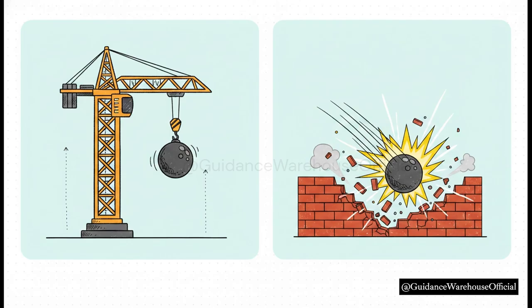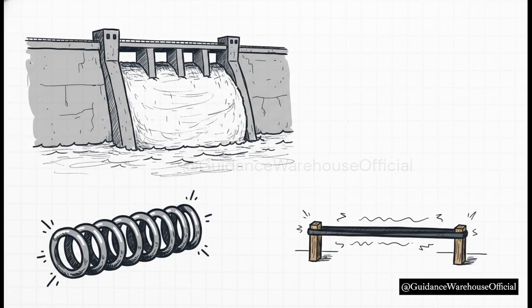Picture a massive wrecking ball suspended completely motionless, say 2 stories up in the air by a crane. It isn't moving, but it has 100% potential energy simply because of where it's positioned. Now, if the crane drops it, that potential energy instantly transforms into kinetic energy, which is the energy of objects in motion. As it falls, it builds speed and is capable of doing immense work, like completely smashing a building.